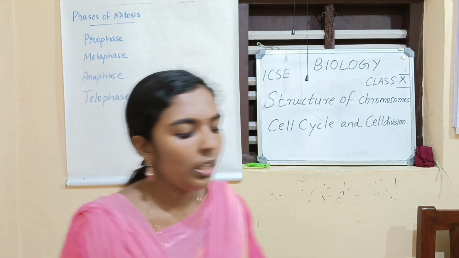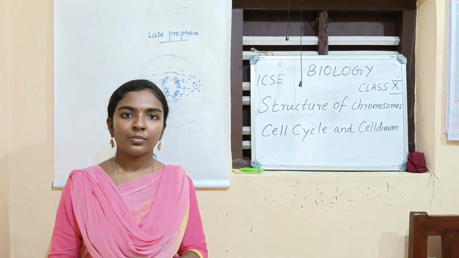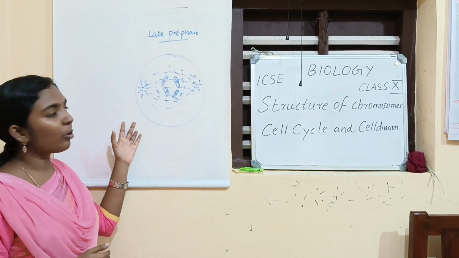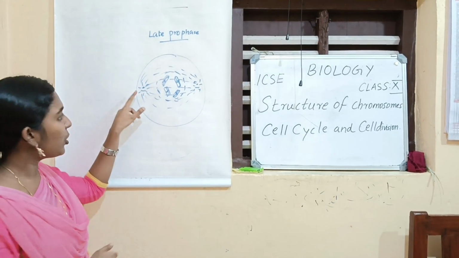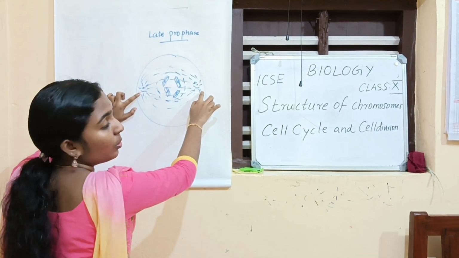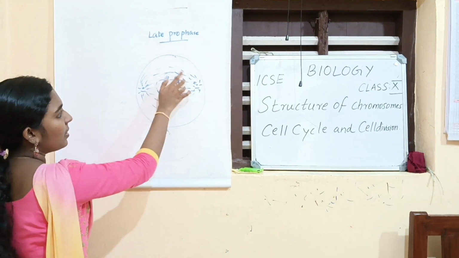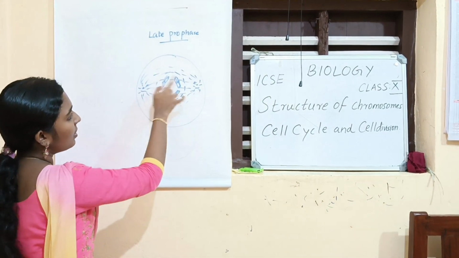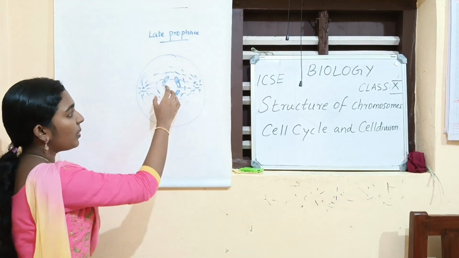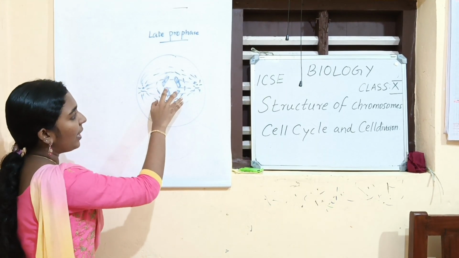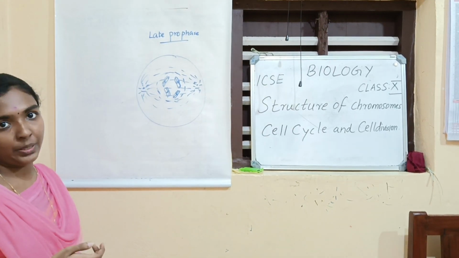Now let me draw late prophase. So this is late prophase. What happens in late prophase? Centrioles start moving towards the opposite poles. Then spindle fibers form, joining these two centrioles. Then the nuclear membrane disappears. Then the chromosomes become more distinct, and the chromosomes are attached to the spindle fibers by the centromere.